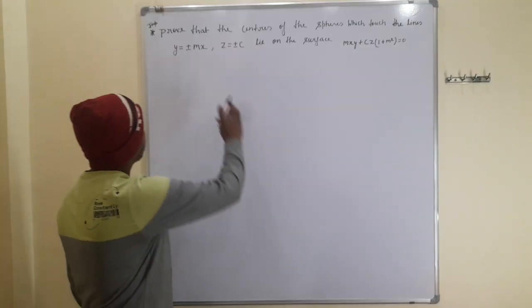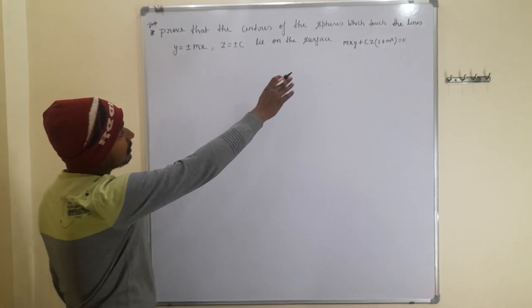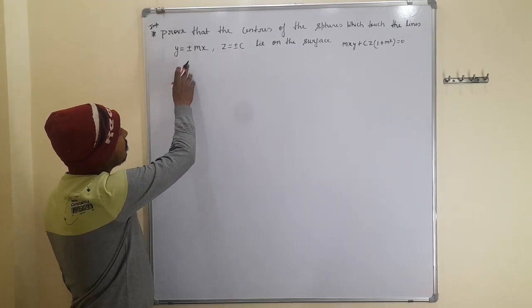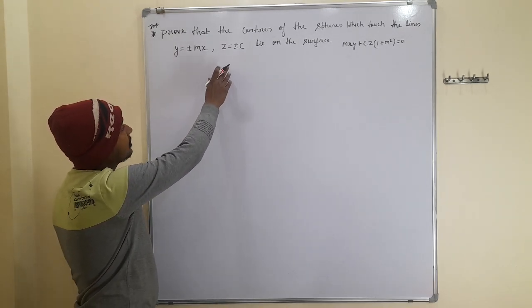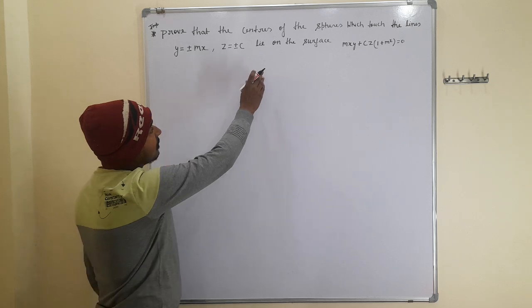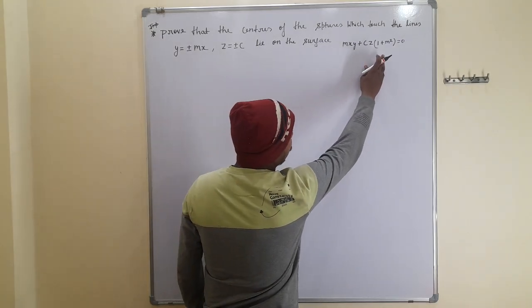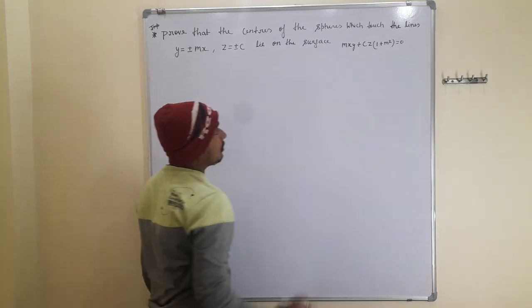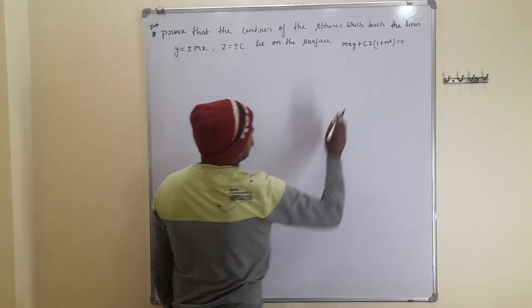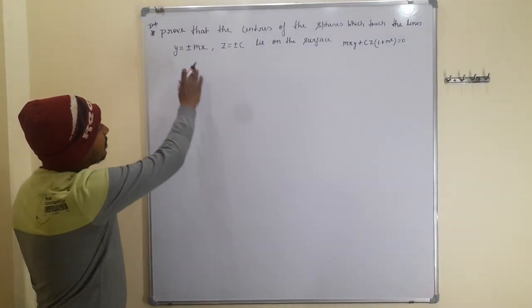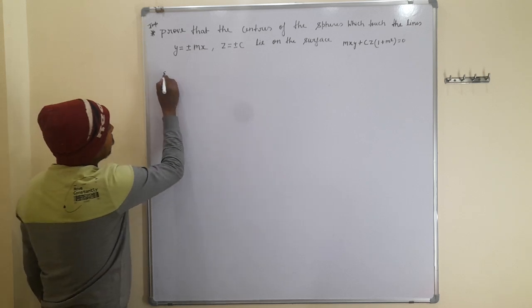Here in the question, prove that the centers of the spheres which touch the lines y equals plus or minus mx and z equals plus or minus c lie on the surface mxy plus cz bracket 1 plus m square equals 0. We have to prove this when the lines are touching the sphere. Let's solve the problem.